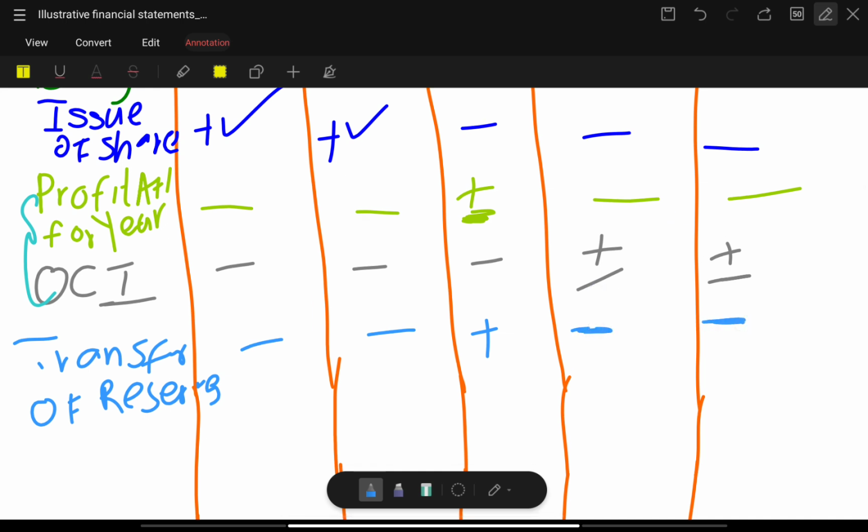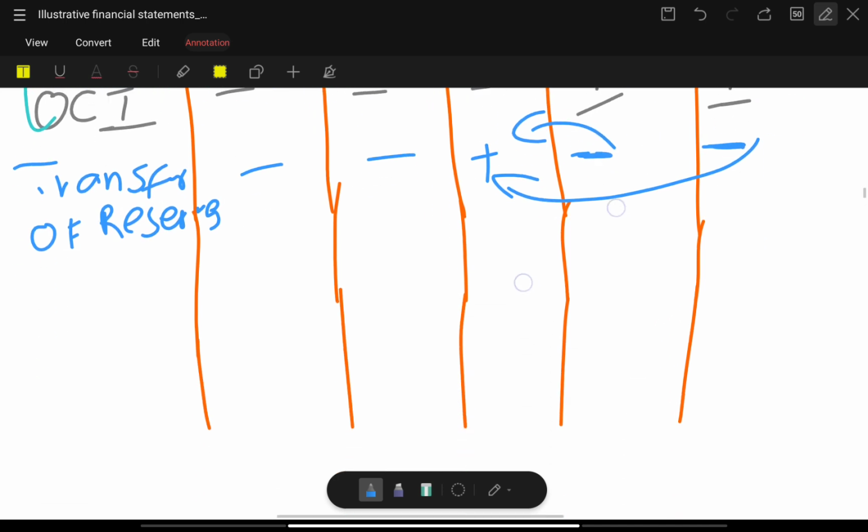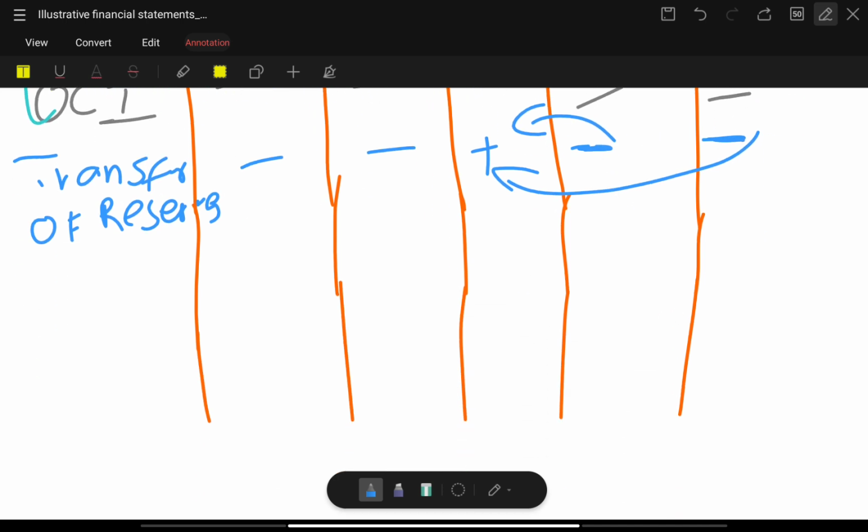So that's why it's called transfer of reserves. You are transferring, because you are selling it, you are transferring it to the retained earnings, as well as when you are selling the land, if you remember clearly. I hope it does make sense if I explained it in that way.